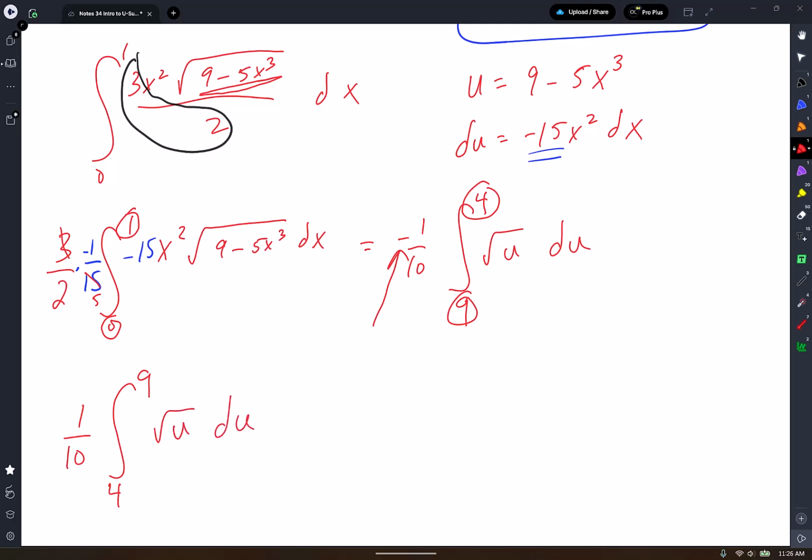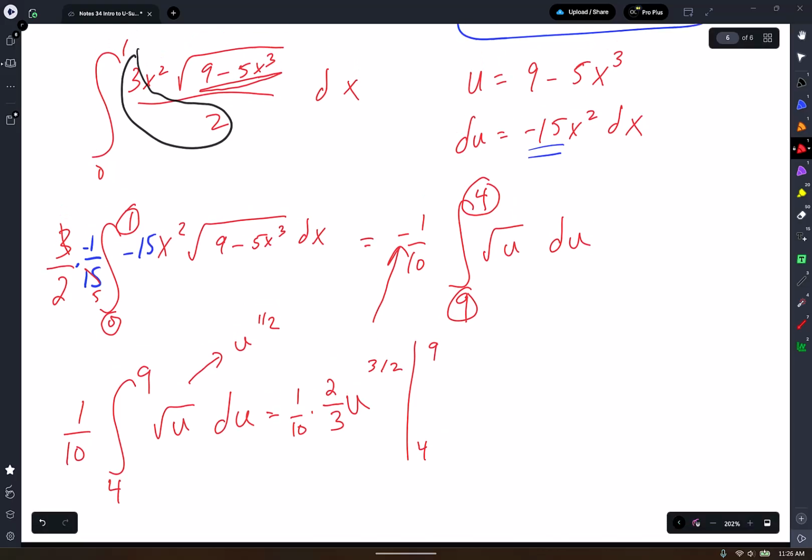Is there any reason for us to go back to our x here? No. Here we go. This is the same thing as u to the half. Remember that. Antiderivative of u to the half: u to the 3/2 divided by 3/2, which is the same thing as 2/3. And I have a 1/10 in the front of that. Line 4 to 9. We're almost done, guys.